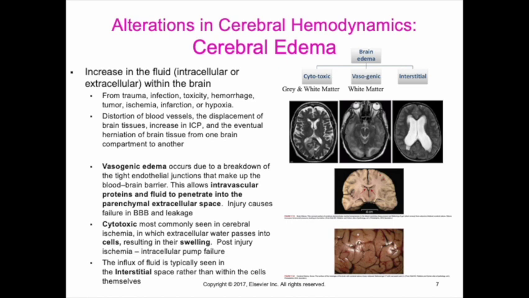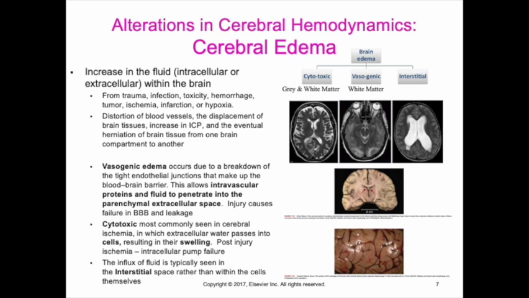Let's look at the alterations in cerebral hemodynamics in terms of cerebral edema. Cerebral edema is an increase in the fluid content of the brain tissue, the net accumulation of water within the brain. The result is increased extracellular or intracellular tissue volume in the brain, and it occurs after the brain has been insulted from trauma, infection, toxicity, hemorrhage, tumor, ischemia, infarction, or even hypoxia.